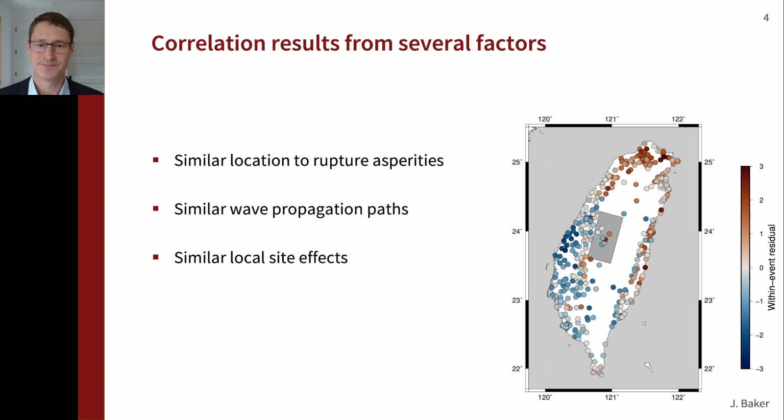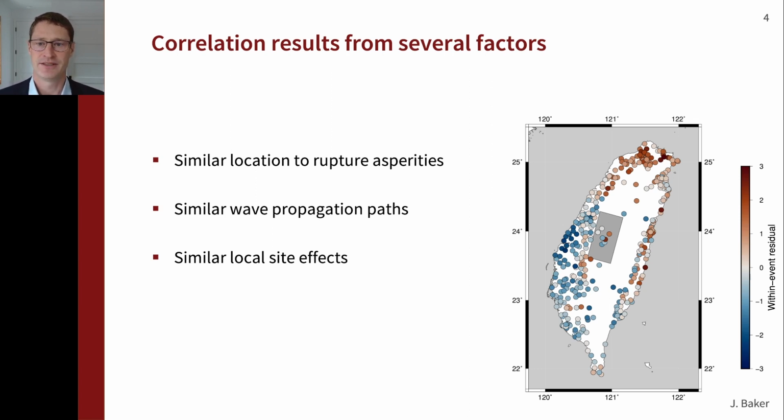ground motion intensities. There's also an effective wave propagation path. So if there's anything in the crust that's tending to focus waves or deflect those seismic waves away from a site, stations nearby each other are going to tend to have similar wave propagation paths and thus similar deviations of their observed intensity relative to predictions.